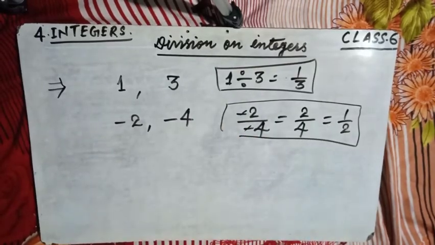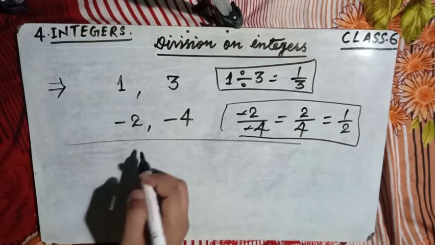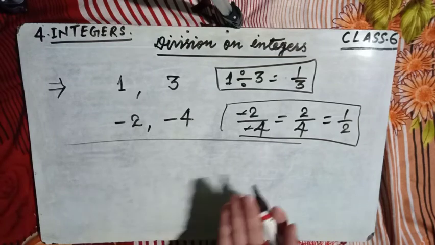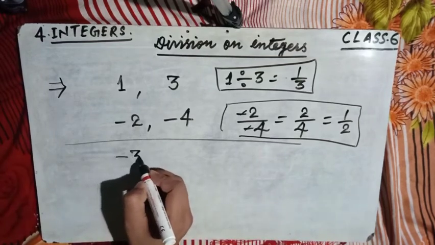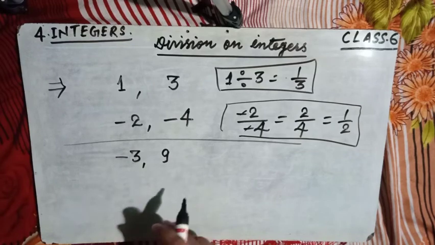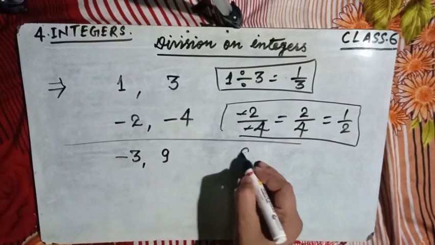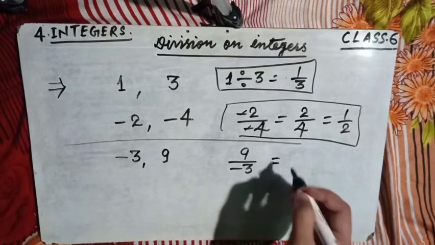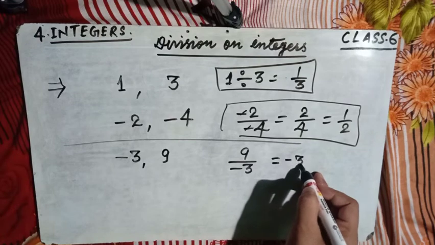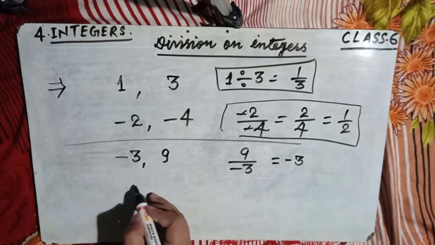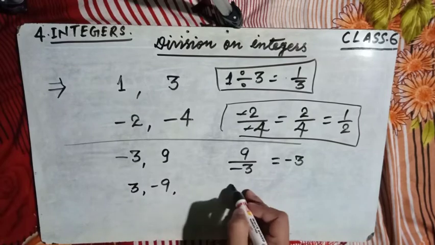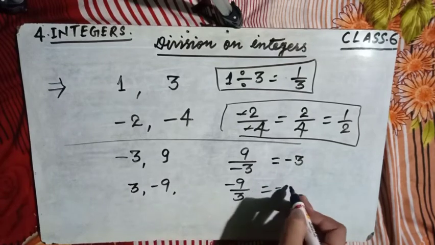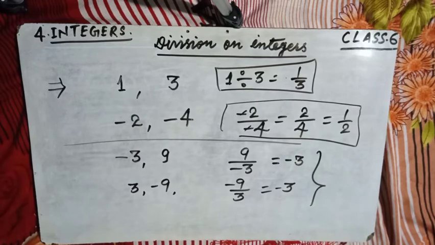Now the second point: when two integers have different signs. Suppose the first integer is minus 3 and another is plus 9. Now we are going to divide 9 by minus 3. We have to divide their values and put the negative sign. 3 times 3 is 9, minus 3. Or either way, minus 9 by 3, this is minus 3. That means the answer will have a negative sign. I hope you will get it.